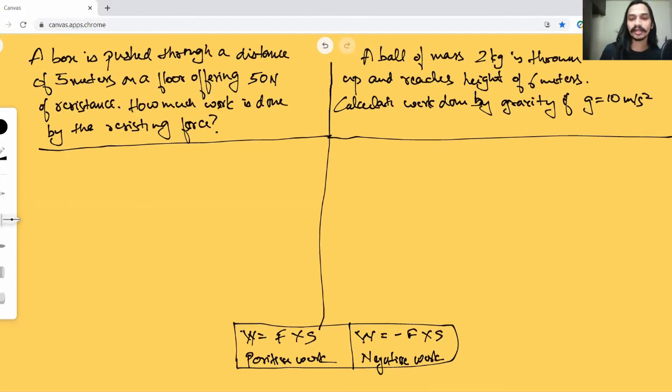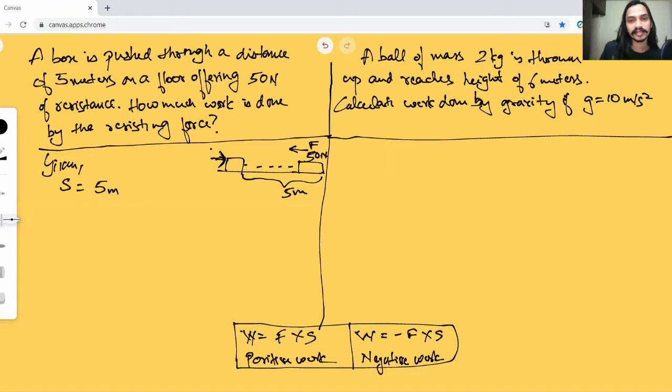So using this formula, we can solve these two sums. Let's go one by one. All right, so for the first one, let's see what is given to us. They have given our displacement, which is nothing but 5 meters. There's a box being pushed through a distance of 5 meters. And the resisting force, right? Since the movement is like this, I'll say force is in the opposite direction. The resisting force is nothing but 50 Newton.